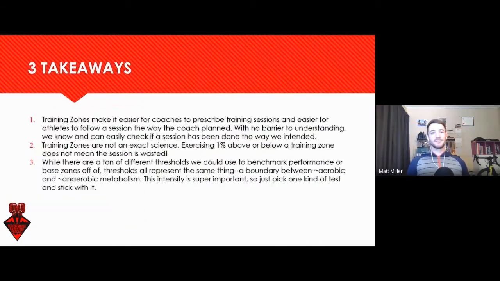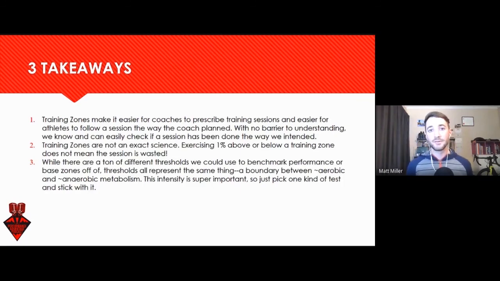So the three main takeaways from this module are, first, that training zones make it easier for us to talk between ourselves, between athletes, between coaches, coach to coach, software to coach, everything. So training zones make it simple for us. The other thing is that training zones aren't an exact science. We need some leeway in there, and being 1% over your zone isn't going to totally ruin your whole season.